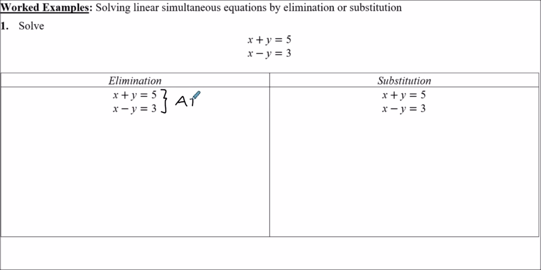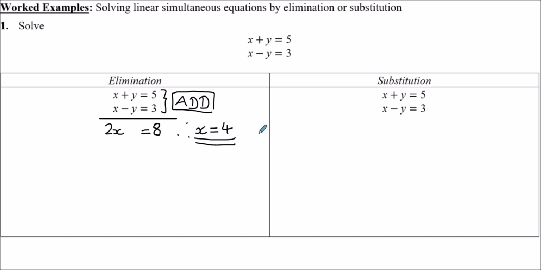If we add these equations together, then the y's will cancel out. A positive y added to a negative y, the y's will eliminate, which is exactly what we want. Let's add these up. x plus x gives us 2x. y plus negative y cancels, eliminates itself. 5 plus 3 gives us 8. Dividing through by 2, we now see that x must equal 4.